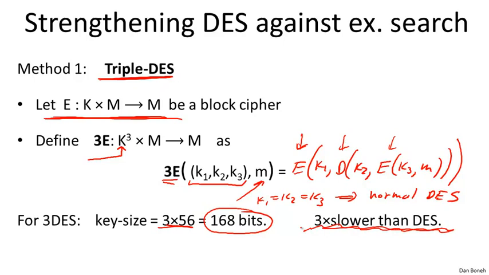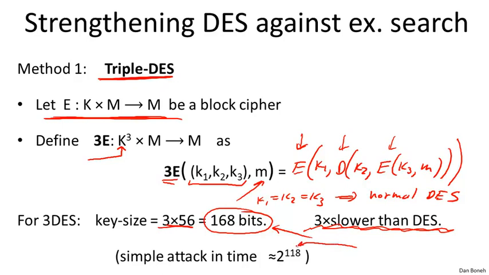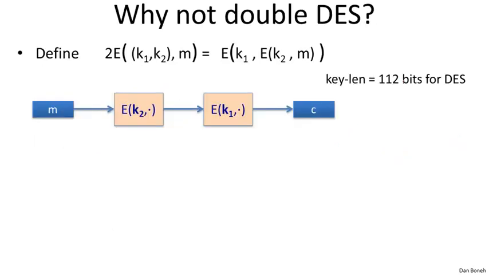Now, I want to mention that you might think that triple DES has security 2 to the 168, but in fact, there is a simple attack that actually runs in time 2 to the 118, and I want to show you how that attack works. But in fact, 2 to the 118 is still a large number. Anything that's bigger than 2 to the 90 is considered sufficiently secure. 2 to the 118 is definitely sufficiently secure against exhaustive search, and generally is considered a high enough level of security. So clearly, triple DES is 3 times as slow as DES.